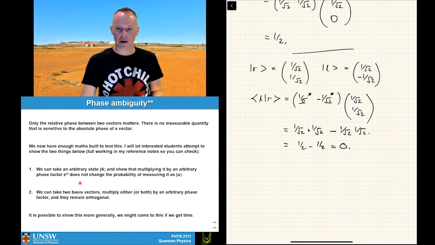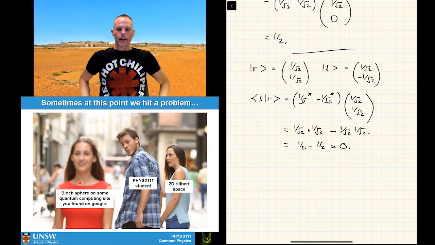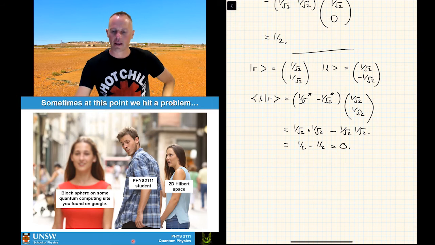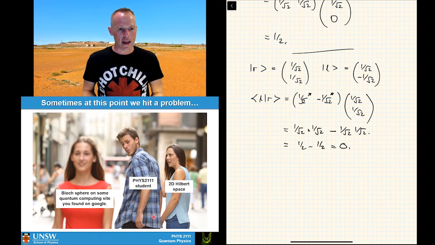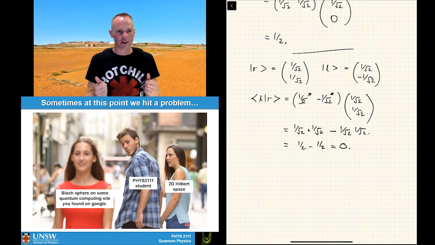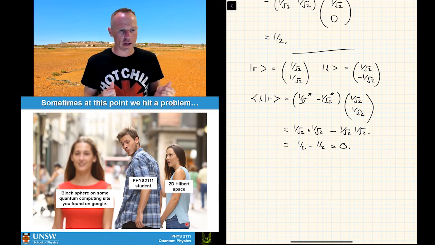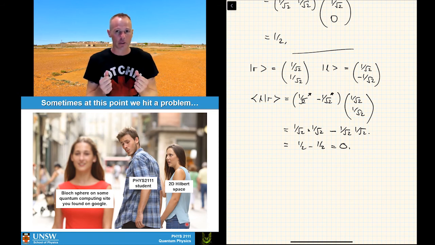The second point I want to come back to is more of a warning about some of the trouble that you can get into at around about this time in a quantum mechanics course like this. And it's basically a problem that looks a little bit like this. A PHYS2111 student comes in, starts learning about 2D Hilbert spaces, starts looking on the internet, oh yeah, let me look up this, that, and the other thing, and all of a sudden finds a thing called the Bloch sphere. If I was teaching this subject 20 years ago, I absolutely wouldn't have this problem.